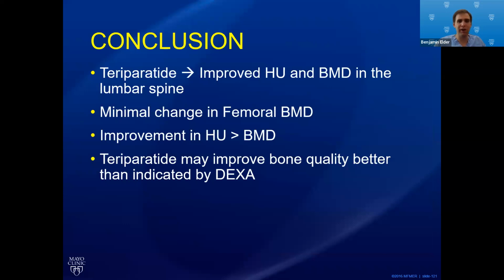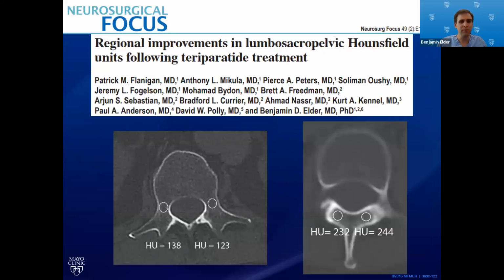So based on this, Teriparatide improved both Hounsfield units and bone density in the lumbar spine, with a minimal change in femoral bone density. And the improvement of Hounsfield units was out of proportion to what we saw of the DEXA results. And what about if we look at different regions of the spine? So 2/3 of your fixation is from the pedicle. And so we wanted to see if there was an effect on the pedicle compared to the vertebral body.